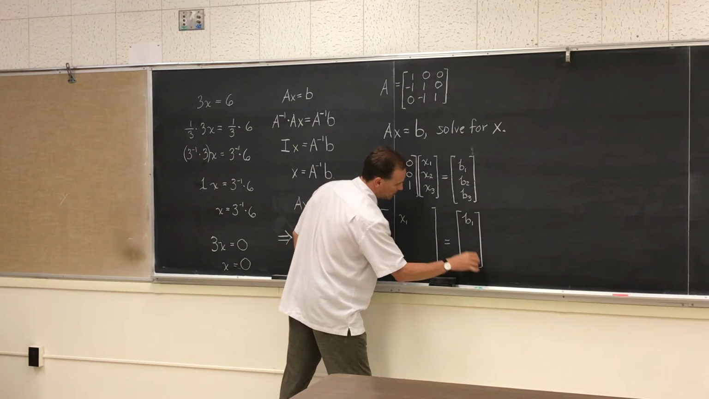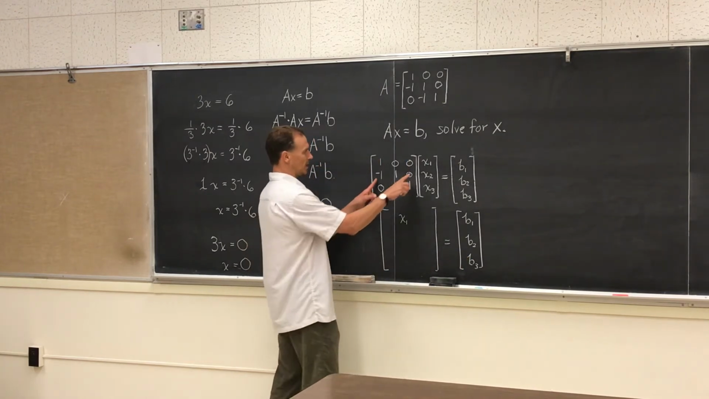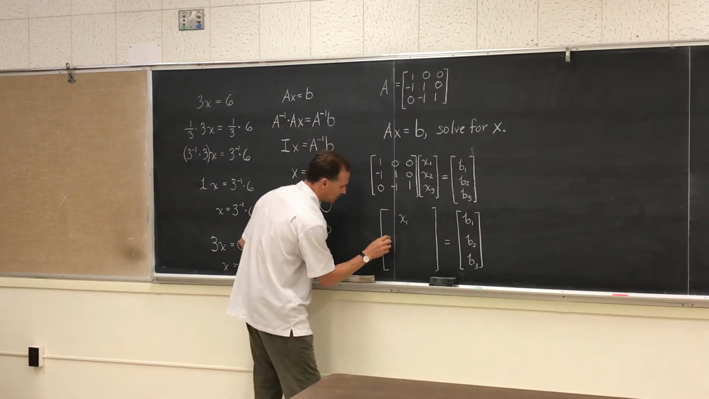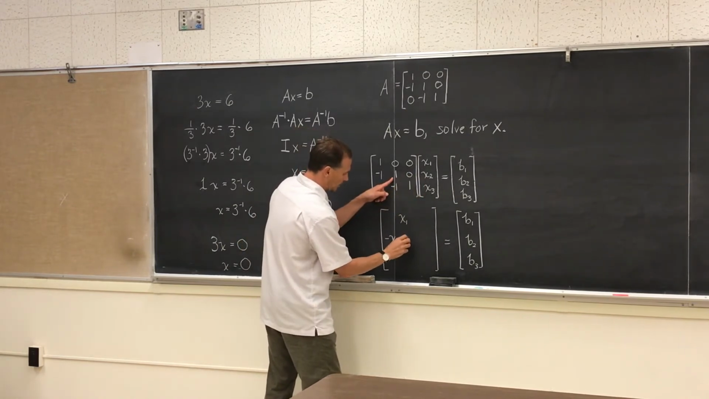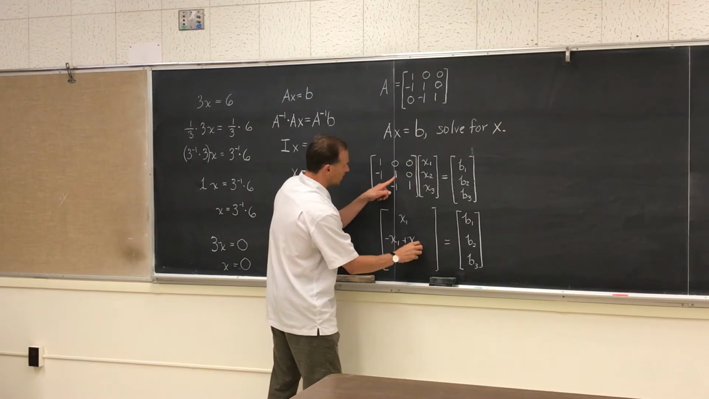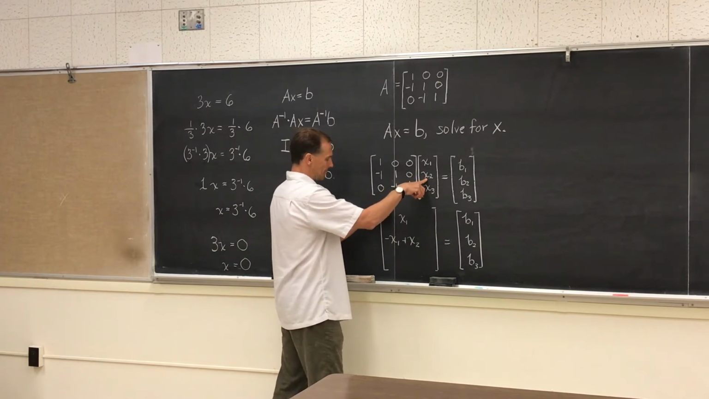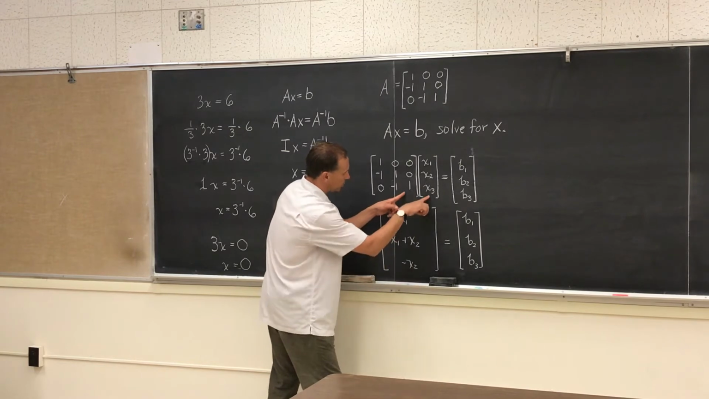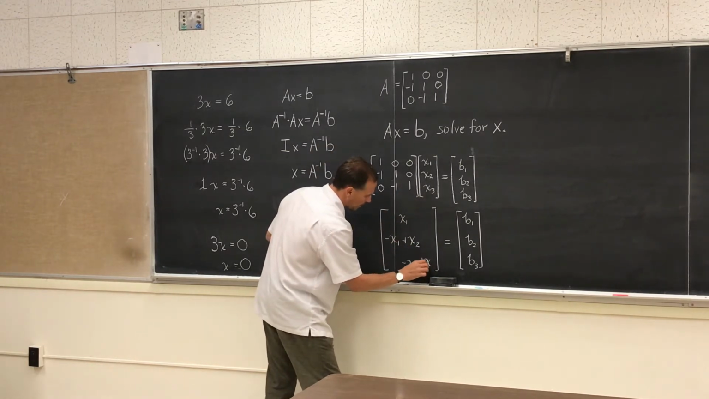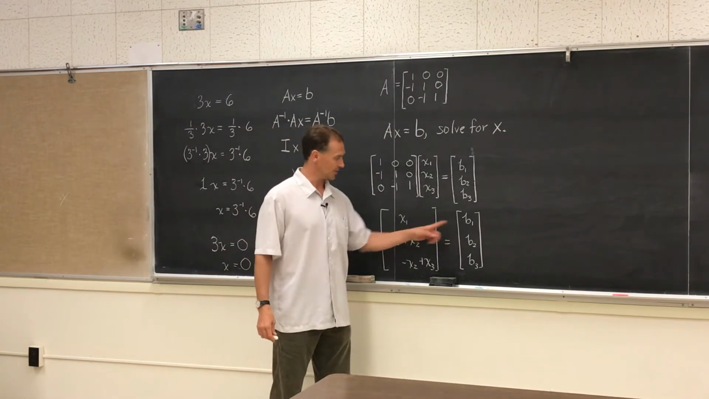Okay, and I'm going to put my b's down here, b2, b3. Okay, now if we multiply again, we have a minus x1 plus an x2 and a 0. Okay, and then our third component is going to be a 0 minus an x2 plus an x3. Well, look at this. The first row is very simple.